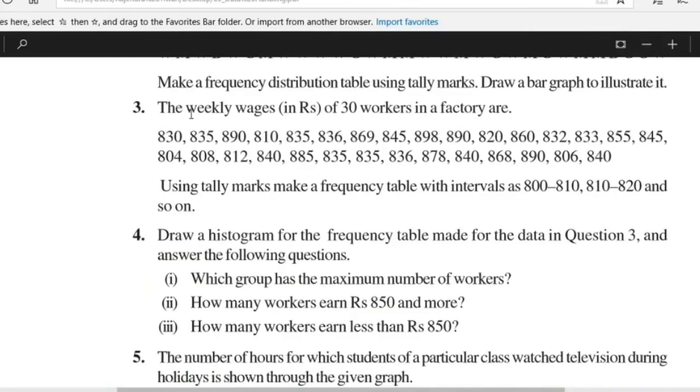Question number 3: The weekly wages in rupees of 30 workers in a factory are given. Using tallymarks, make a frequency table with intervals 800 to 810, 810 to 820, and so on. You have to make the frequency distribution table as we already prepared in question number 2. So this is for your homework.